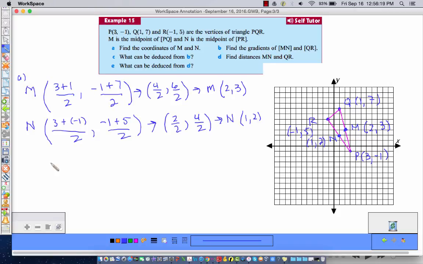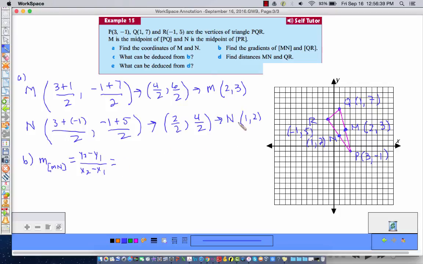B, find the gradients of MN. So the gradient of MN is equal to y2 minus y1 over x2 minus x1. Remember, that's the gradient slash slope formula.